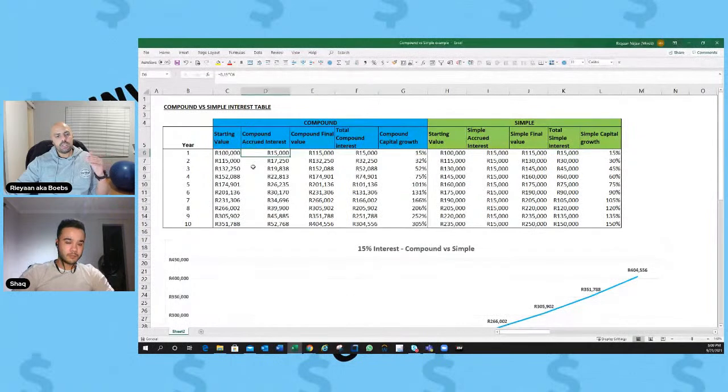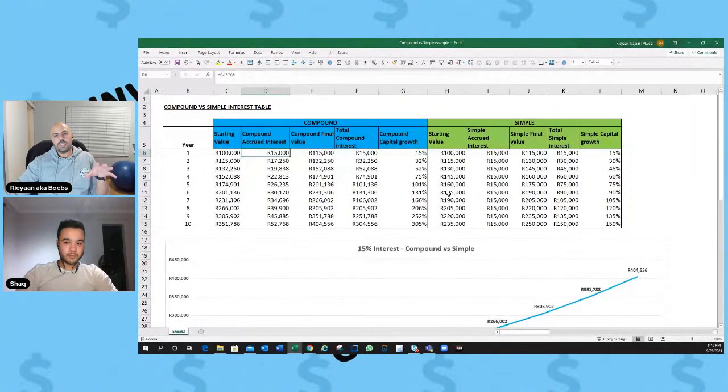And every year, you then add your interest portion to your new capital value, or your new final compound value. By the end of 10 years, you'll end up with 404,000 Rand. So you'd effectively have turned your 100,000 Rand into 404,000 Rand, right? So that's using the compound interest method.